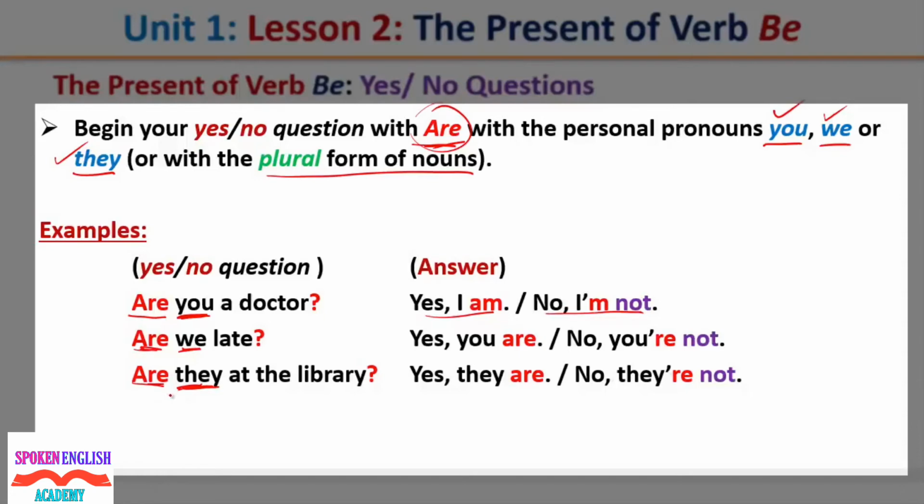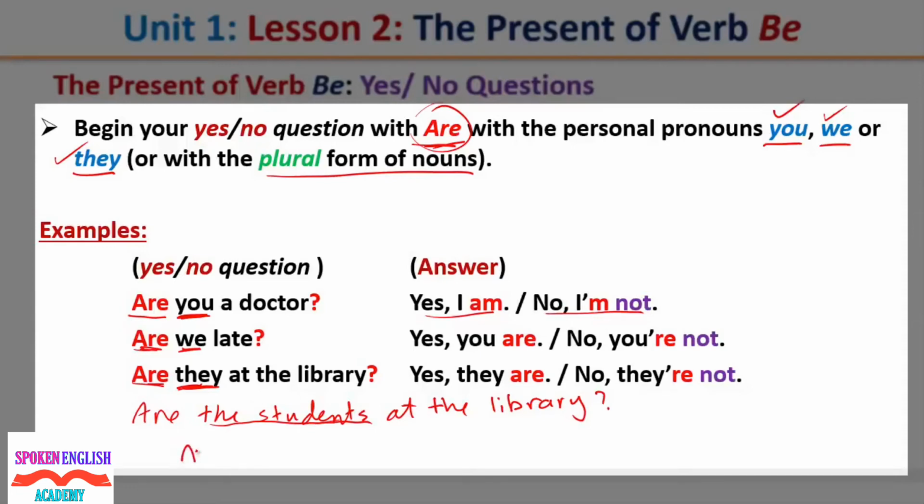Notice here also we can use a noun instead of the pronoun. We can say, are the students, for example, at the library? Question mark. The answer could be yes, they are, or no, they aren't. So after the verb are, we need to use either they or a plural noun.